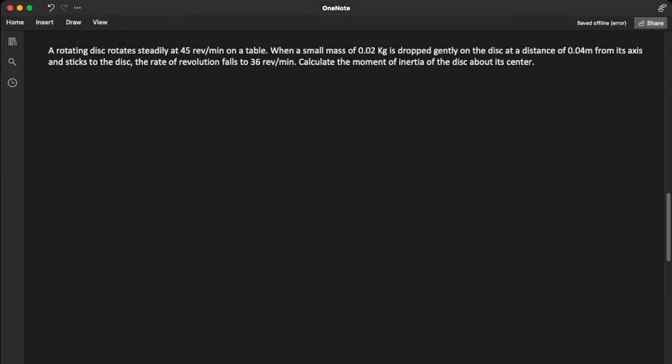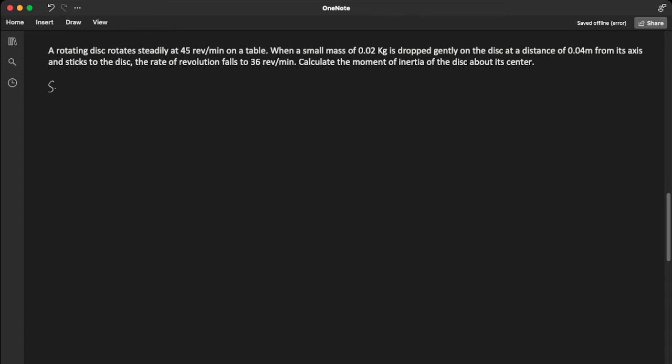Now we are here with our third question. A rotating disc rotates steadily at 45 revolutions per minute on a table. When a small mass of 0.02 kg is dropped gently on the disc at a distance of 0.04 meter from its axis and sticks to the disc, the rate of revolution falls to 36 revolutions per minute. Calculate the moment of inertia of the disc about its center.